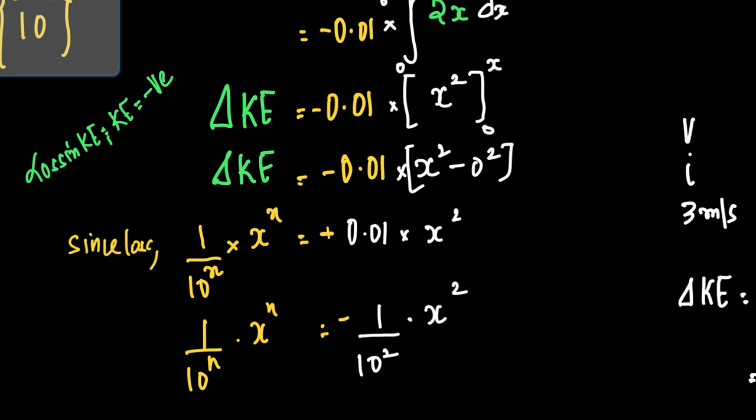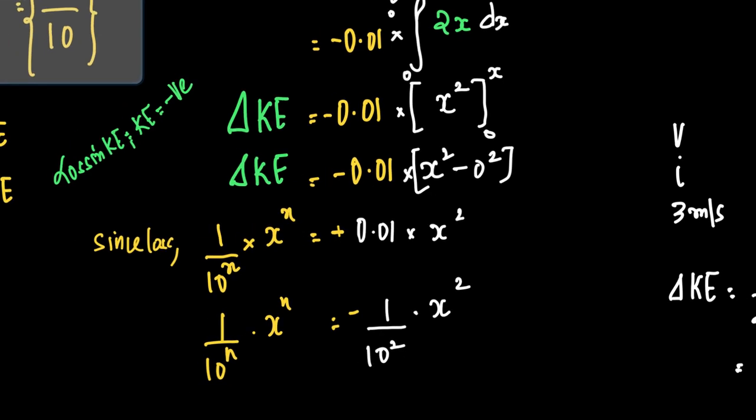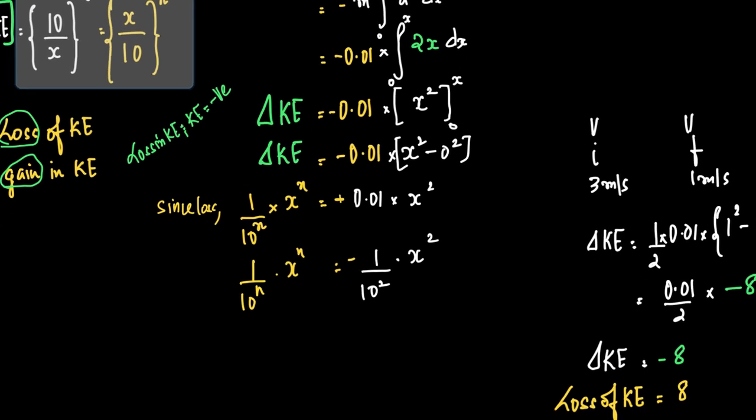Now we have, if we just arrange 0.01 as 1 by 10 square, because 0.01 is 1 by 100, which is 1 by 10 square, you can compare this value here. On the LHS, x to the power n, and on the RHS, x to the power 2, so n has to be 2. The other way around, 10 to the power n, 10 to the power 2, again n is 2. Okay, so that's what we have here.